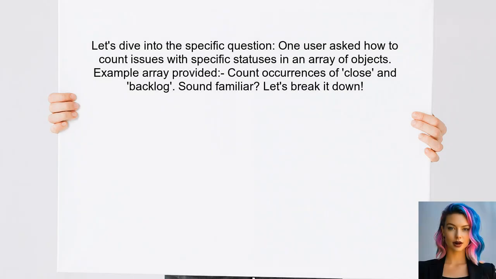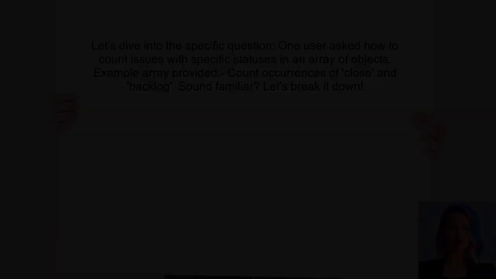Let's dive into the specific question at hand. One user recently asked how to count issues with specific statuses in an array of objects. They provided an example array and wanted to know how to count the occurrences of close and backlog. Sound familiar? If so, let's break it down together.